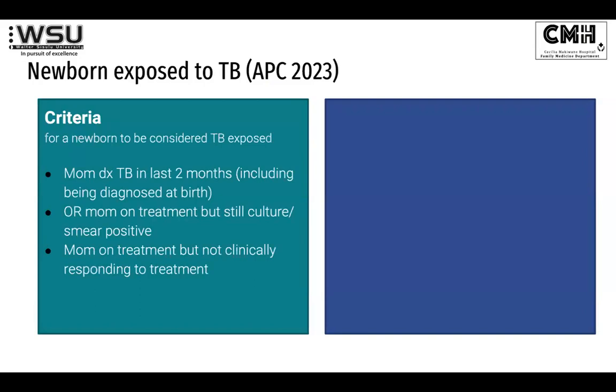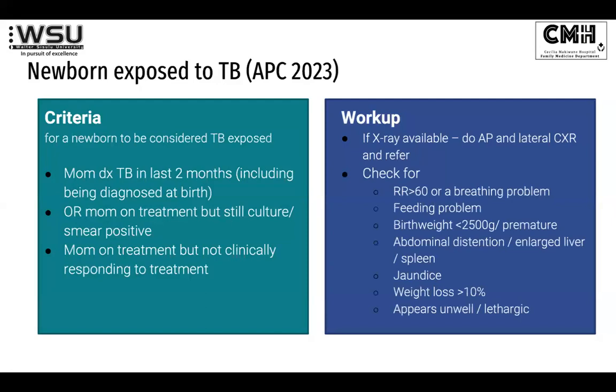She hasn't responded to treatment. So all of those would be TB exposed and will need some sort of cover. Very important, when the baby is born, we have to make sure that the baby obviously doesn't have active TB. And all of those babies, they recommend possibly doing an X-ray, an AP and a lateral, to look for lymphadenopathy, and obviously to look for any other signs.